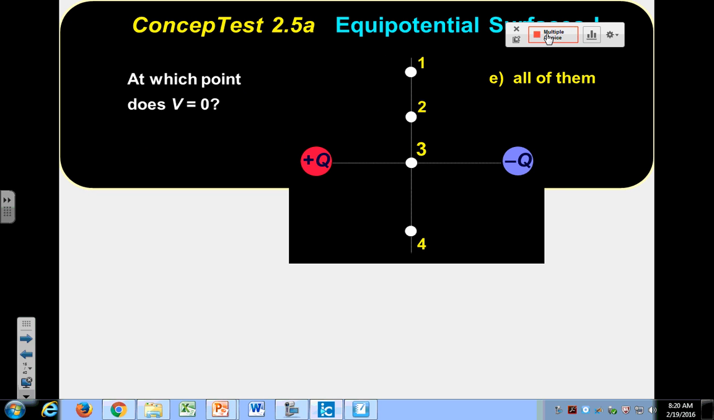But you could see questions regarding the potentials. At what point is V equal to 0? 1, 2, 3, 4, or A, B, C, D, or is it E, all of them? Let's stop at 25. 25.